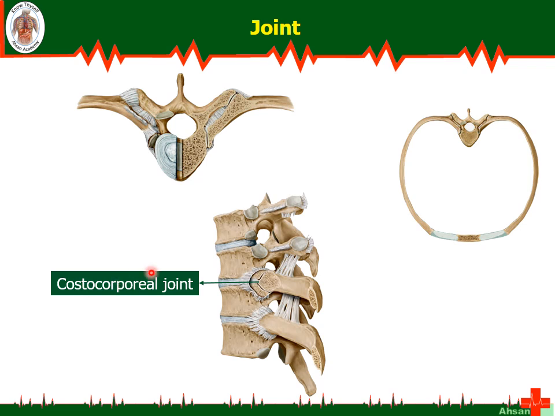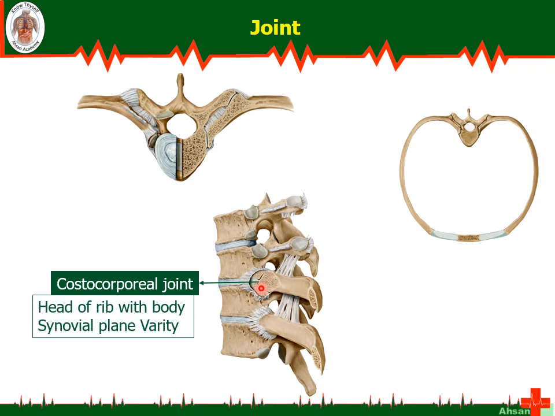This is costocorporeal. Corporeal means body. This is the body of the vertebra. That's why it is so named. It is sometimes also known as costovertebral joint. So this one is a synovial joint, and the surfaces are flat, so it is a plane variety of the synovial joint.